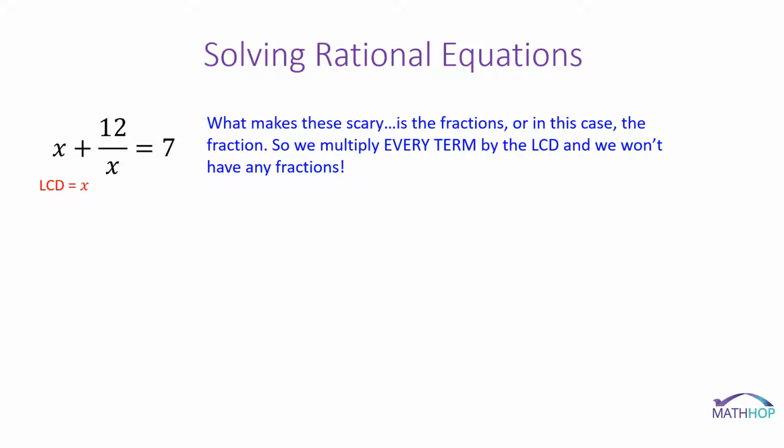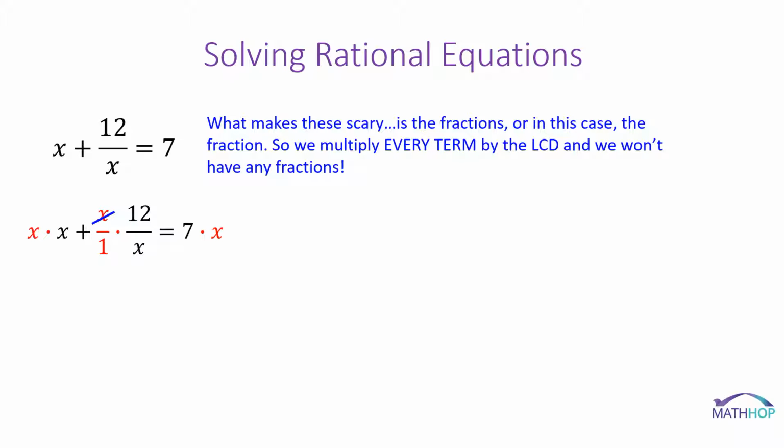Now let's think, what limitations on my domain do I have? Here I have an x in the denominator, so x can't be 0, because I can't have 0 in the denominator. So my domain is all real numbers except 0. Pretty easy. Now let's do that first step. We are going to multiply every single term by x. Remember, when you make the decision to multiply in an equation, you multiply every term. So we have x times x, plus x over 1 times 12 over x, equals 7 times x.